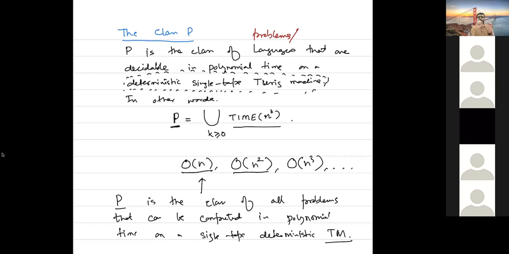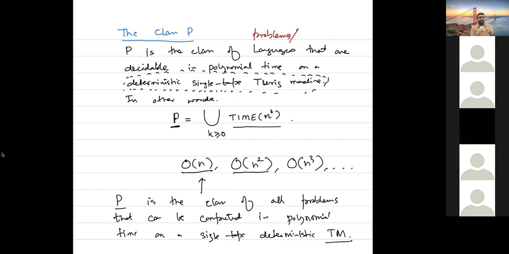So if you have a T of n, you multiply T of n with itself, you get the square. Now, squaring is a polynomial operation, so it is equivalent. So you can replace the deterministic single tape Turing machine with a deterministic multi-tape Turing machine, and it will still remain the same. But you cannot replace it with a non-deterministic Turing machine. Why? Because the equivalence of non-deterministic machine and deterministic machine is not polynomial, right? So the slowing down is exponential. It's not polynomial. So you cannot replace deterministic with non-deterministic.